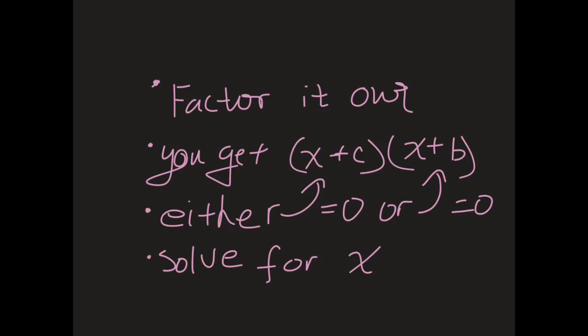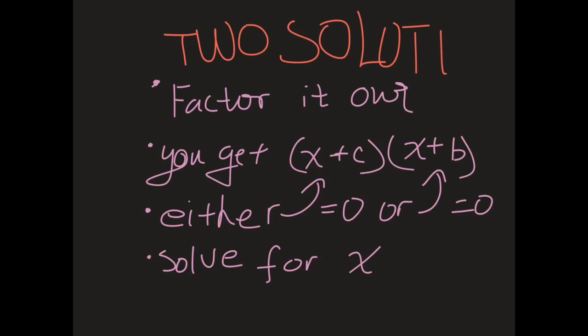And guys, keep in mind here, if it is a quadratic equation, it always has two solutions, unless it is something squared when you factor it out. That means it's like x plus c times x plus c. That way, there's only one solution. But most of the time, there are two solutions. So you gotta watch out.